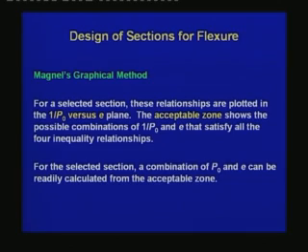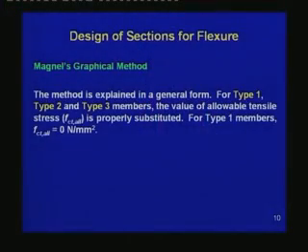Let us now understand this method in a step-by-step fashion and try to have the concept clear by the visual interpretation of the inequality relationships. The method is explained in a general form. For type 1, type 2 and type 3 members, the value of allowable tensile stress is properly substituted. For type 1 member, the allowable tensile stress is 0.